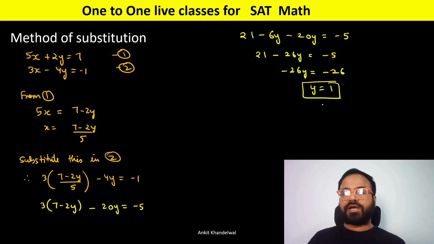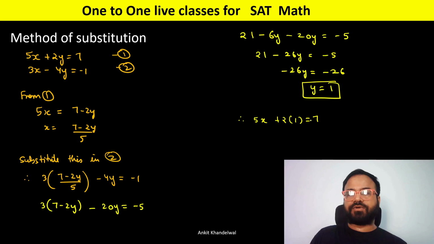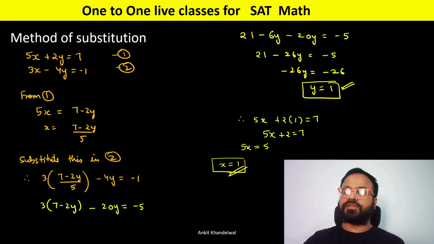So if y equals 1, again you can put it in any equation. Let's say I am putting it in the first equation. So 5 times x plus 2 times 1 is equal to 7. 5x plus 2 equals 7. So 5x equals 5. So we can say x equals 1 again. So this is known as the substitution method, finding the value of one variable and putting it into the other equation.